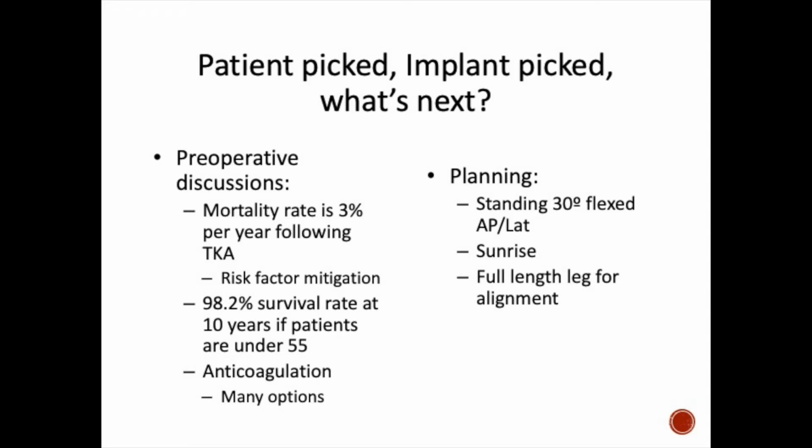Now, when it comes to planning, then, once you're finally ready and you're going to do preoperative planning and templating, you need at least a standing 30-degree flexed AP and lateral view, a standing AP view, a sunrise, and a full-length image from hip to ankle with a 36-inch cassette to determine their overall alignment and mechanical axis.